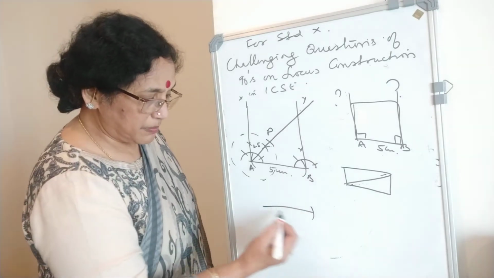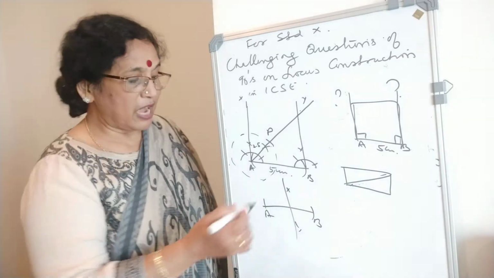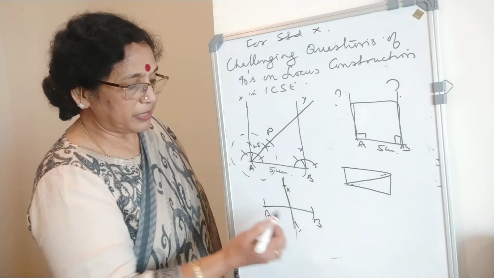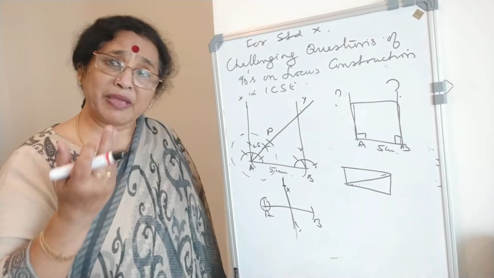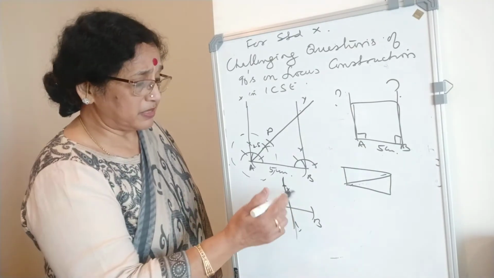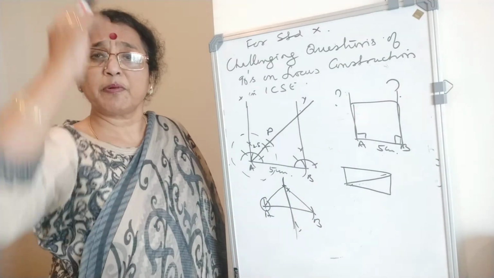If I give you a line AB and a point equidistant from A and B, you say, oh, perpendicular bisector. But now I know only one point on the perpendicular bisector, I know this, but I don't know this. So what is the meaning of equidistant from A and B? This distance is equal to this distance, that's all. Why are you thinking of perpendicular bisector?